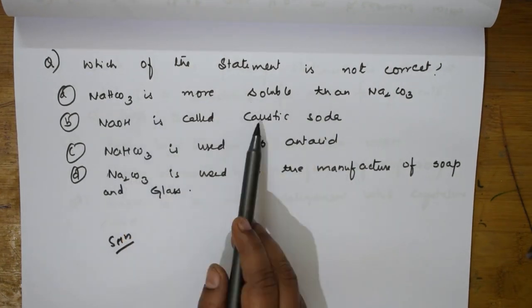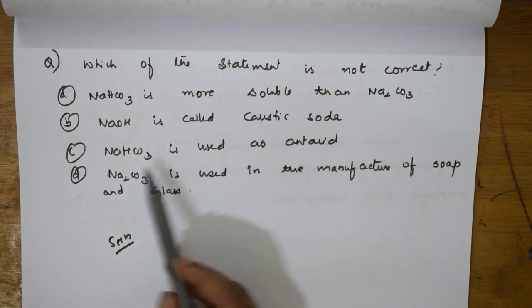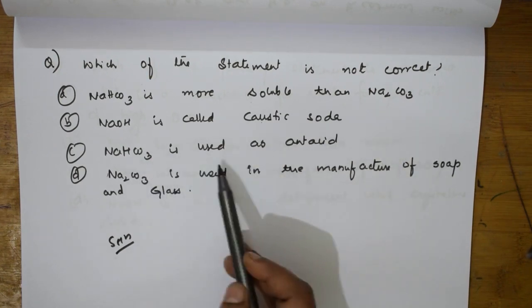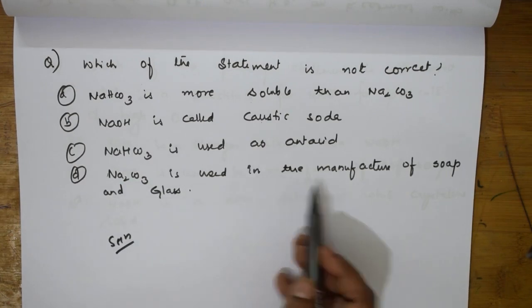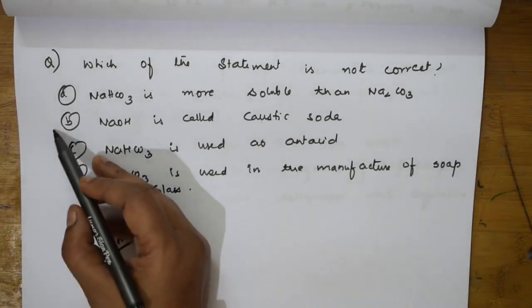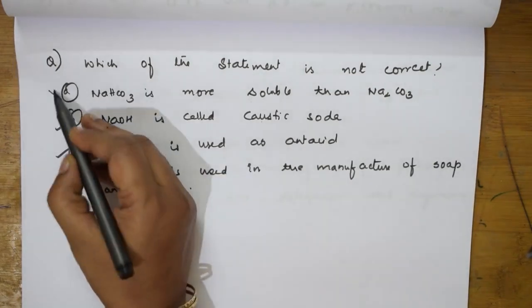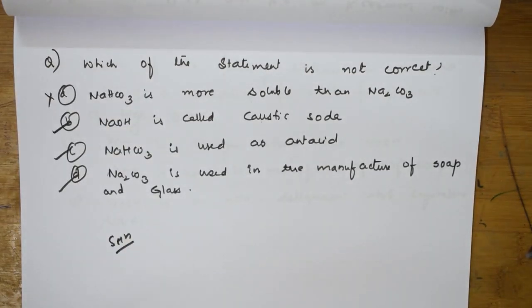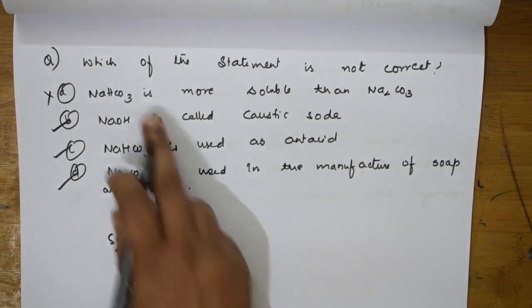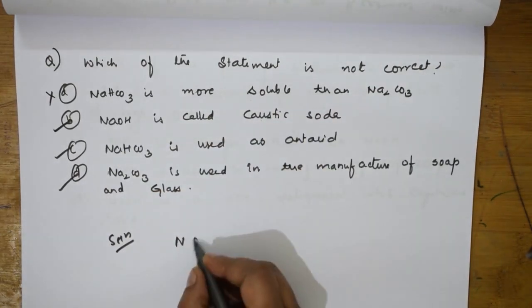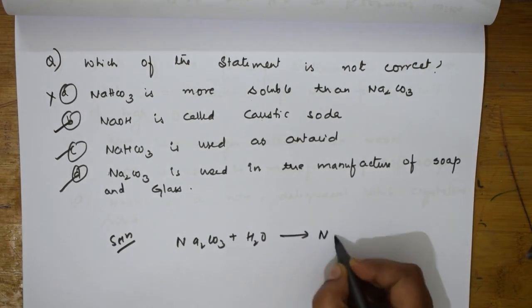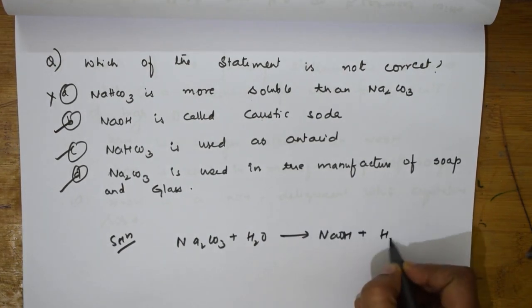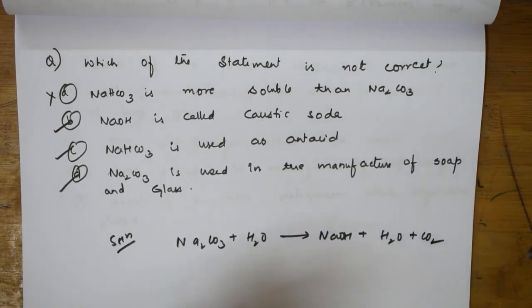Next one, sodium hydroxide is caustic soda. Correct answer. Sodium bicarbonate is also used as antacid. Correct answer. Na2CO3 is used in the manufacture of soap and glass. All three are correct. So the option which is wrong is the first one. Right? Fine. So why did I say sodium carbonate is more soluble? No. First of all, sodium carbonate, as soon as you dissolve it in water, this will break up into sodium hydroxide plus water plus carbon dioxide. Simple, as soon as that.